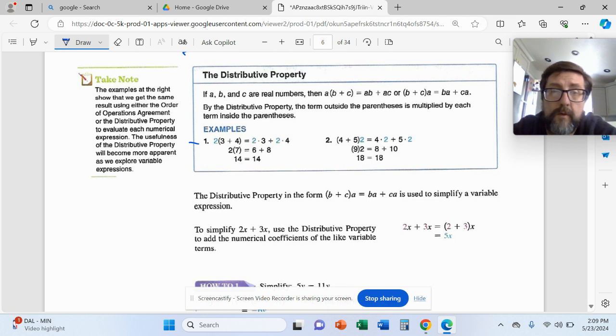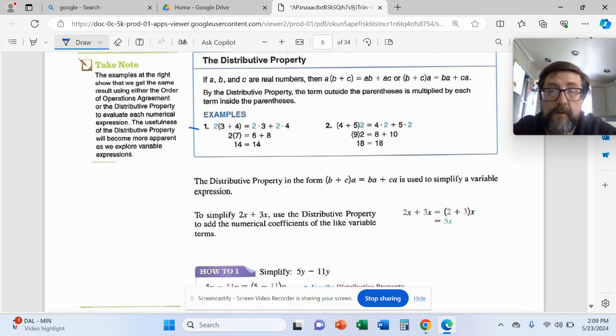2 times 3 would be 6, plus 2 times 4 would be 8. Or we could do 3 plus 4, which would just be 2 times 7 equals 6 plus 8. And your answer is 14. Okay, you can look at number 2 on your own. I want to go on. Pause it if you need to.